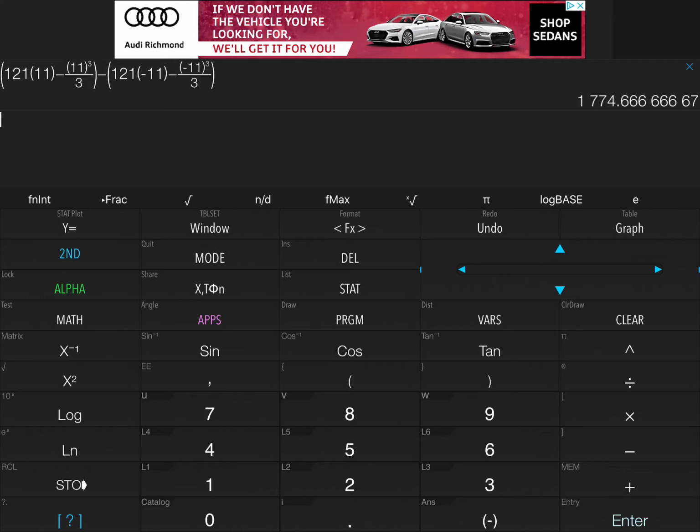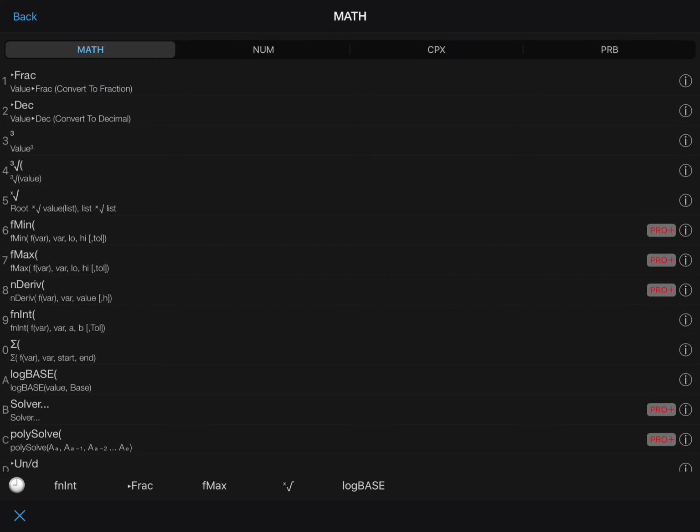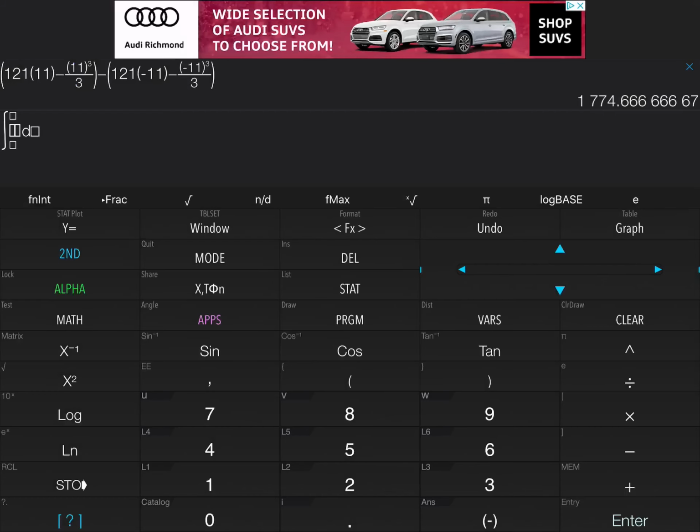But while I am here, I want to just show you, because it's possible, if you have all of your calculus, I think it does it. Remember, we were evaluating a definite integral, and the function was 121 minus x squared, right? And then the limits were from negative 11 to positive 11.